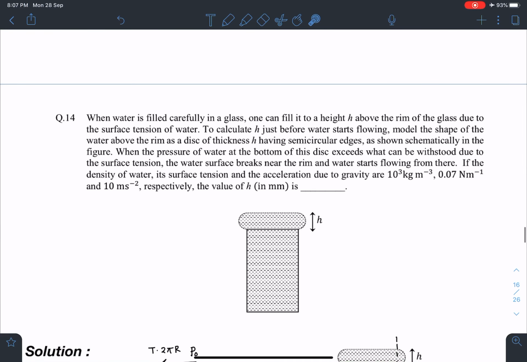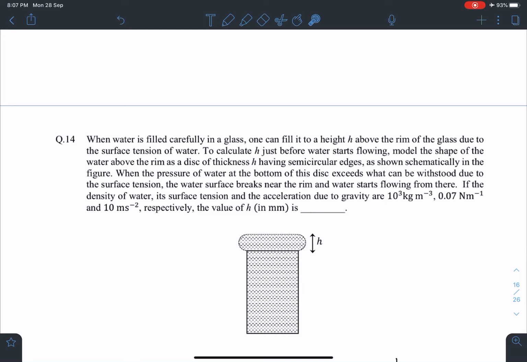Next one. When water is filled carefully in a glass, one can fill up to a height h above the rim of the glass due to the surface tension of water. To calculate h just before water starts flowing, model the shape of water as a disc of thickness h having a cross section with semicircular edges, as shown. When the pressure of water at the bottom of this disc exceeds what can be balanced by surface tension, then water breaks near the rim and starts flowing.